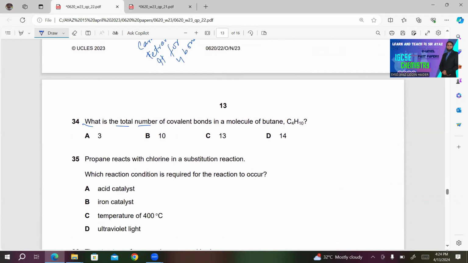34. What is the total number of covalent bonds in a molecule of butane? So for this, we need to draw the displayed formula of butane. We have 4 carbon atoms. 1, 2, 3, 4. These are hydrogen atoms. Let's count the bonds. 1, 2, 3, 4, 5, 6, 7, 8, 9, 10, 11, 12, 13. So C must be the right answer for this question.